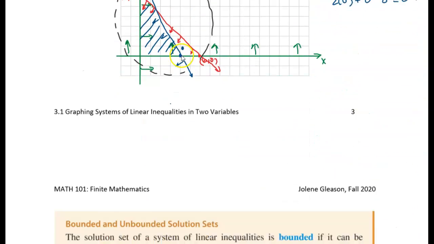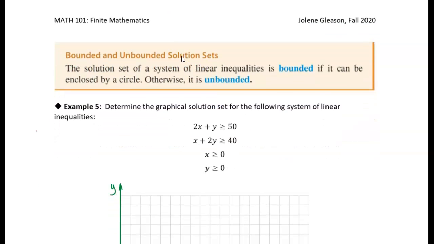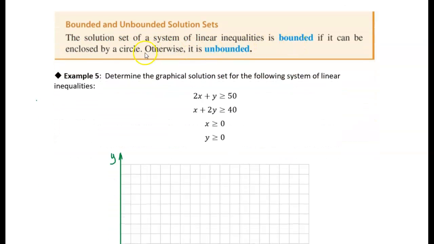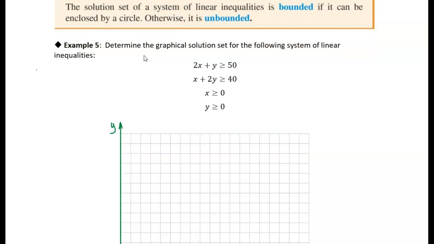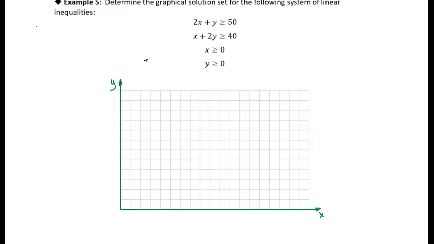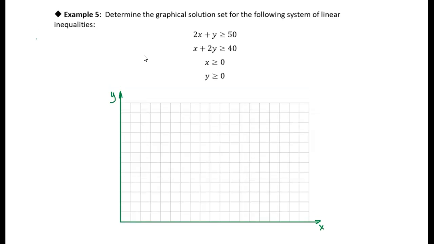Okay, so that's just some vocabulary here: bounded and unbounded. It really comes down to, can I enclose the solution set in a circle or not? All right, let's take a look at one more example. Again, we've just got a system of linear inequalities, and we want to determine the solution set. So I'm just going to graph the lines, test some points, and do some shading. That's about it.